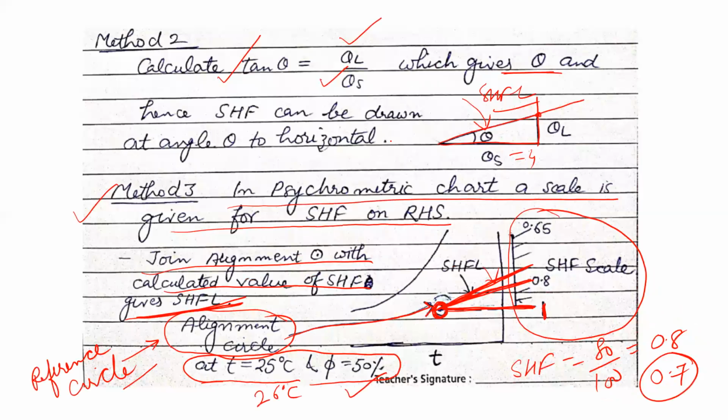And this is the second method, where we have drawn the tangent theta, and from the value of the tangent theta we can calculate the sensible heat factor. If we have the psychrometric chart with a sensible heat factor scale, we can use it also by joining the alignment circle with the sensible heat factor value, which has been calculated based on the values of sensible heat and the latent heat.